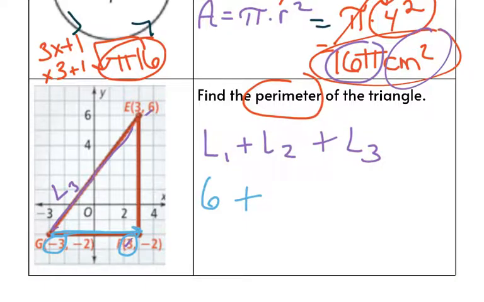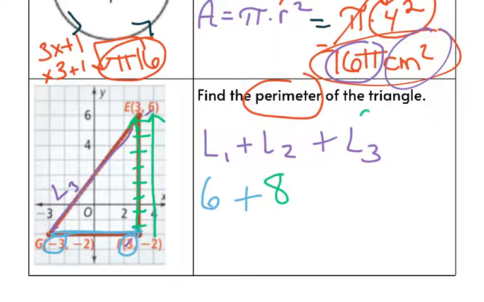Same with my length 2 here. That's nice and easy because I'm only going up. I went from -2 all the way up to 6. That's 8. Or you could count the spaces. 1, 2, 3, 4, 5, 6, 7, 8. Fine, however you get it.